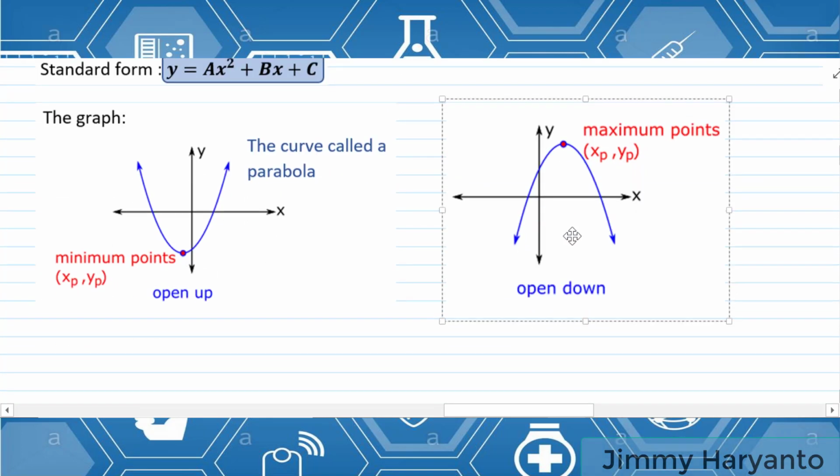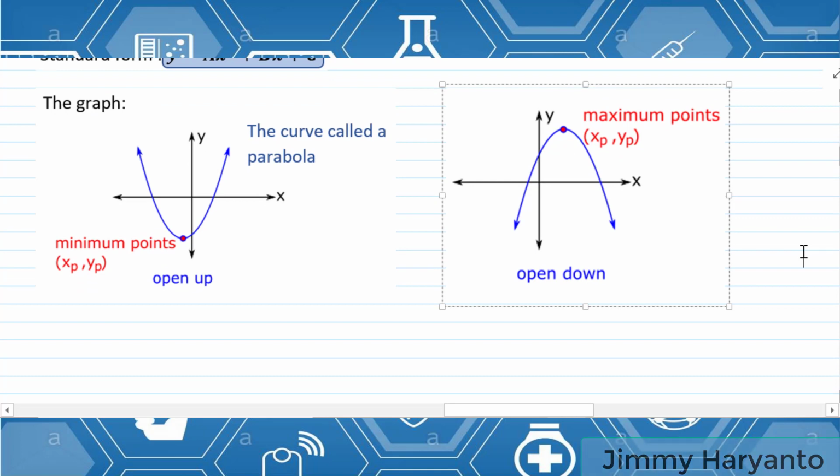Next, the second type will be like this. The shape is open down. If the graph is open down, we have the maximum point. Minimum points and maximum points, we call it xp and yp.